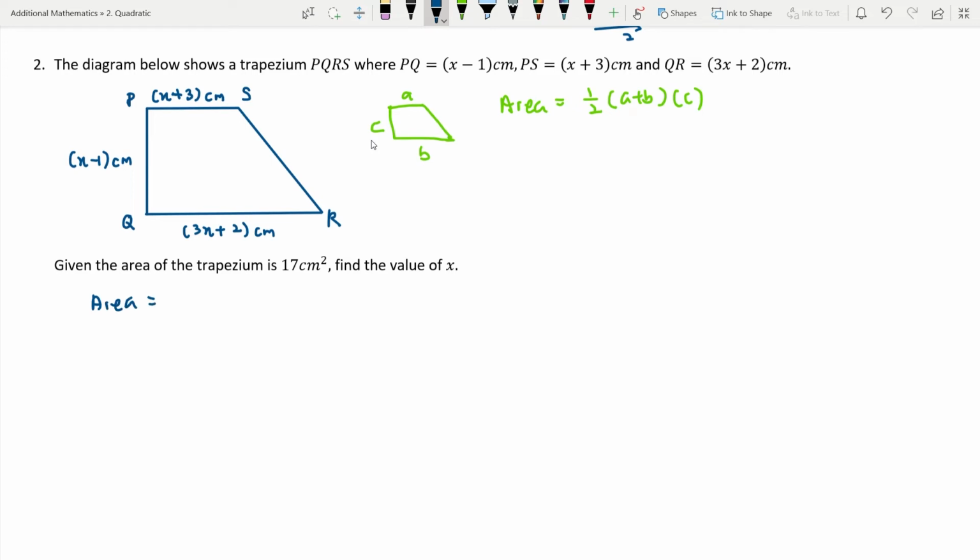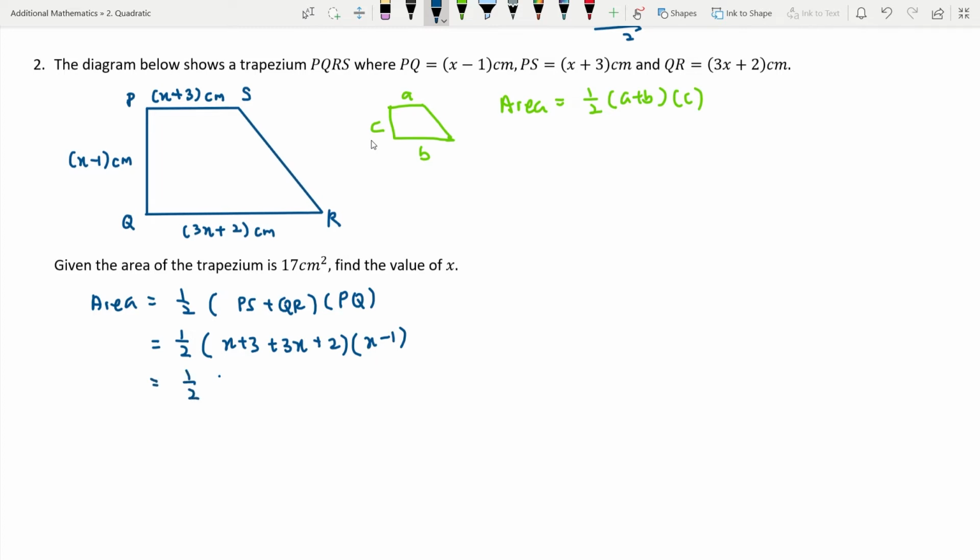Area is equal to half, PS plus QR times PQ. Substitute the value into the length. We have half multiplied with x plus 3 plus 3x plus 2, multiply with x minus 1.